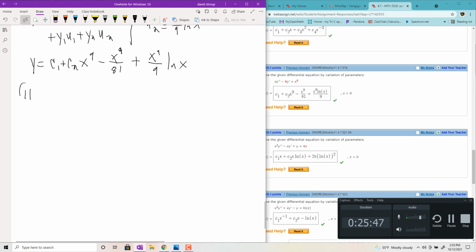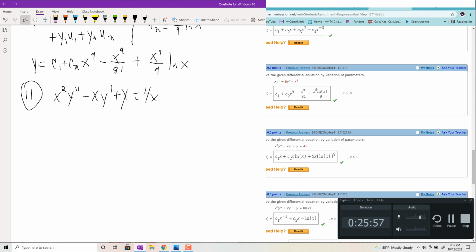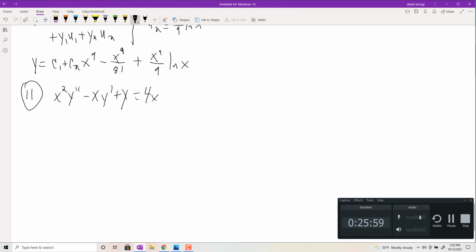Let's do number 11. x squared y double prime minus x y prime plus y equals 4x. Okay. So this time we have x squared times m times m minus 1 times x to the m minus 2, minus x times m x to the m minus 1, plus x to the m equals 4x, or 0 rather, we want the homogeneous version.